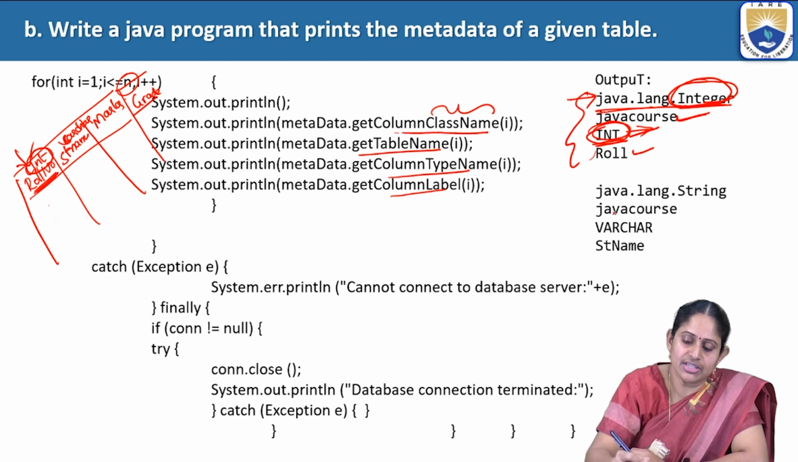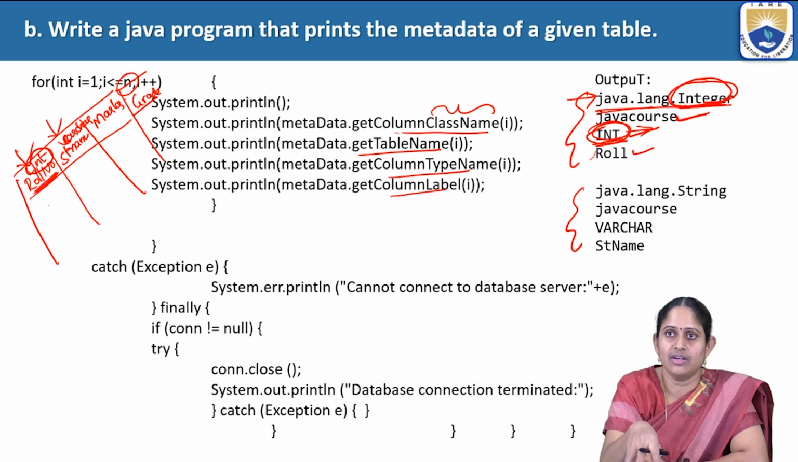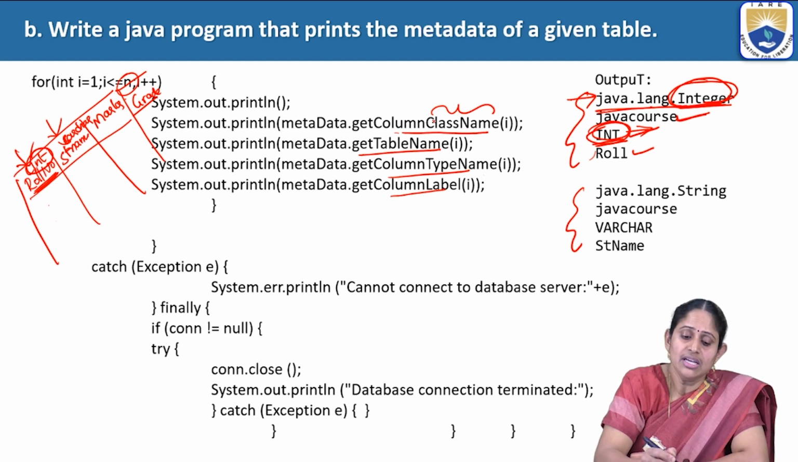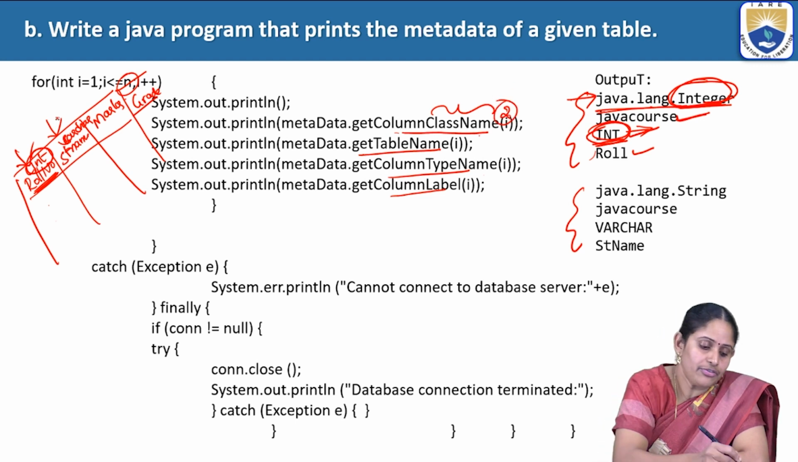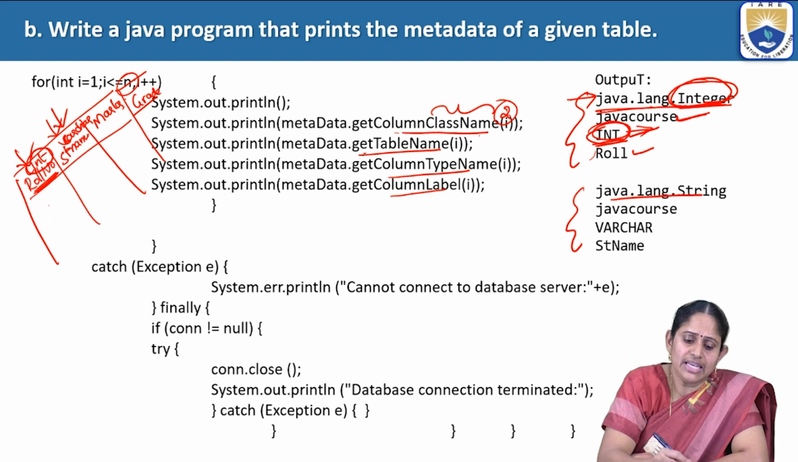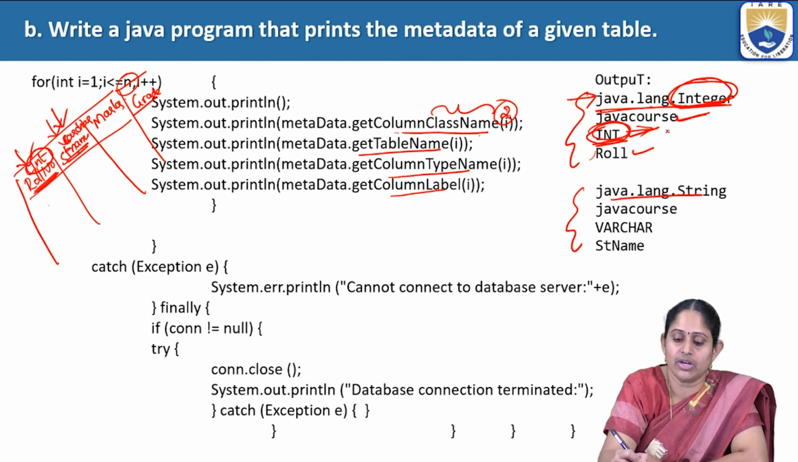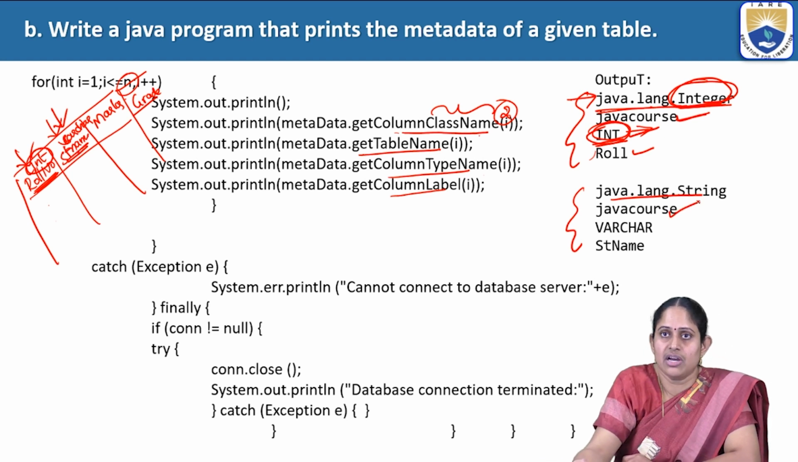Now for the second iteration, it will take up these values. Since our student name is stored as varchar, and varchar, when stored into the Java result set of JDBC, will be stored as string, the getColumnClassName method of 2, that means of student name, will return the java.lang.String class. Then we need the table name where this student name belongs, and the student name belongs to the Java course table. So it returns Java course.